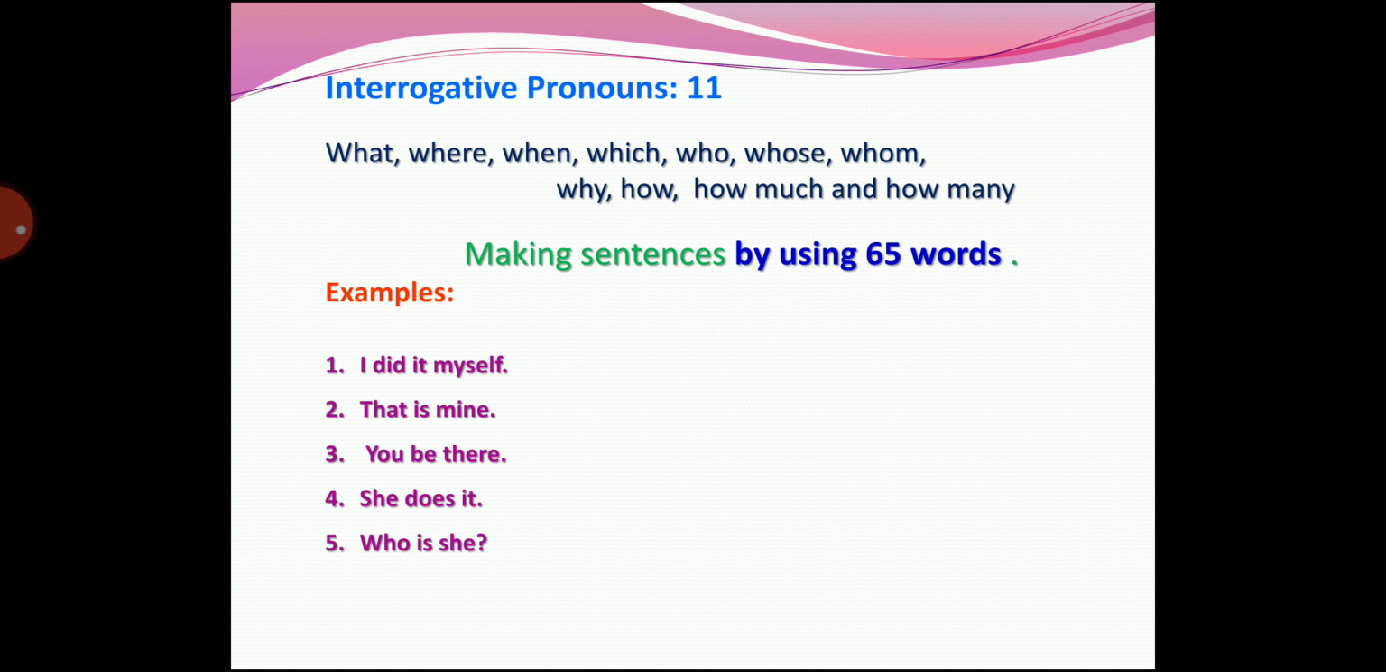Now, interrogative pronouns. Interrogative pronouns are 11. What are those? What, where, when, which, who, whose, whom, why, how much, and how many. And these are also called double-u words. Do remember, everyone. Now, making sentences by using the 65 words.